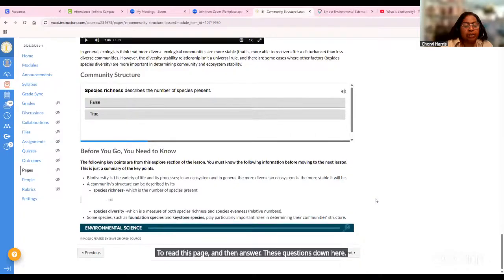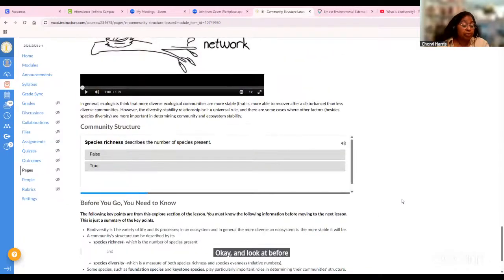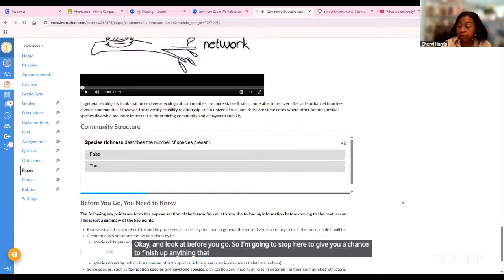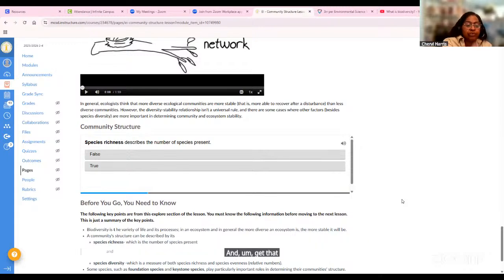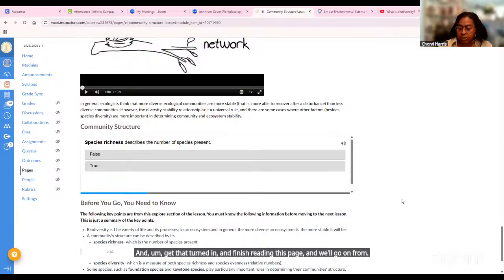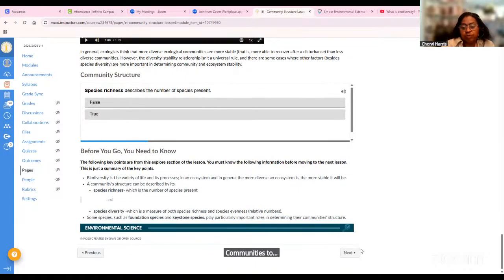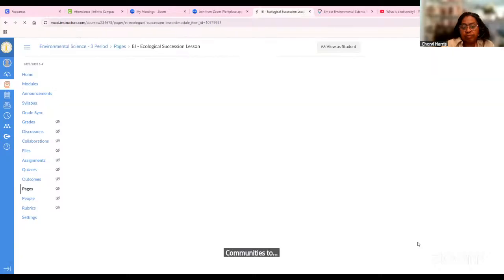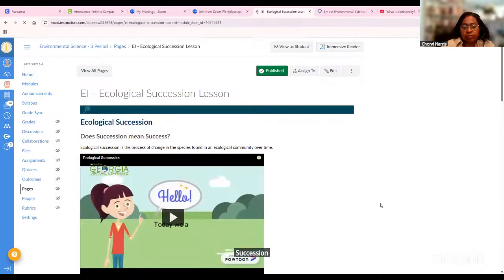Okay, and look at before you go. So I'm going to stop here to give you a chance to finish up anything that you hadn't finished up, because this is basically your Friday. And get that turned in and finish reading this page. And we'll go on from communities to succession next class.